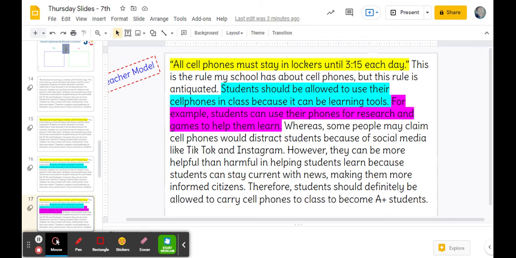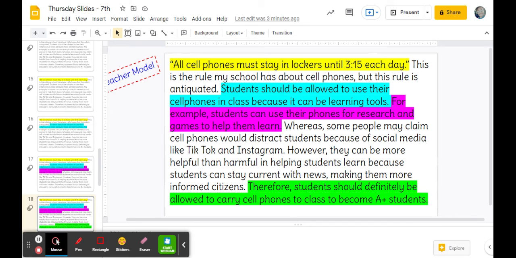And now that we've looked at the hook, claim, and evidence, now let's look at how they wrap up this paragraph in the conclusion. And it's our last sentence in this case, and it says, therefore, students should definitely be allowed to carry cell phones to class to become A+ students.